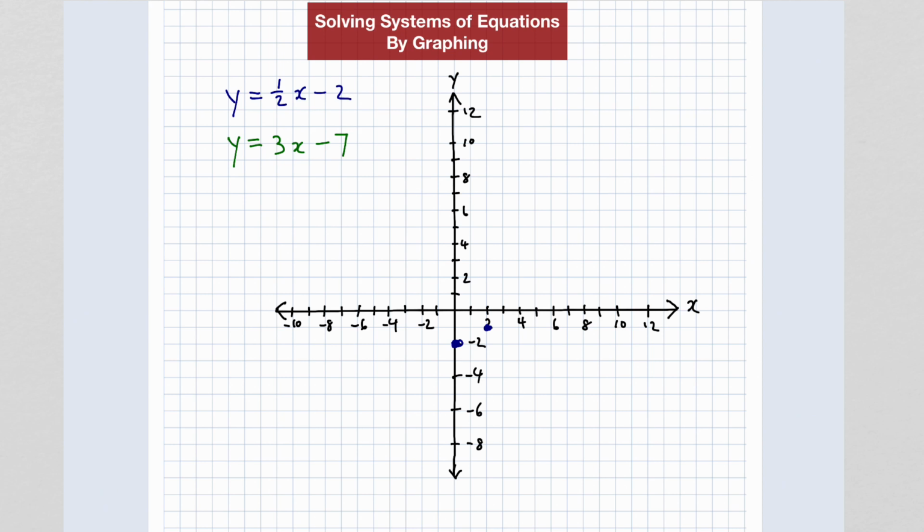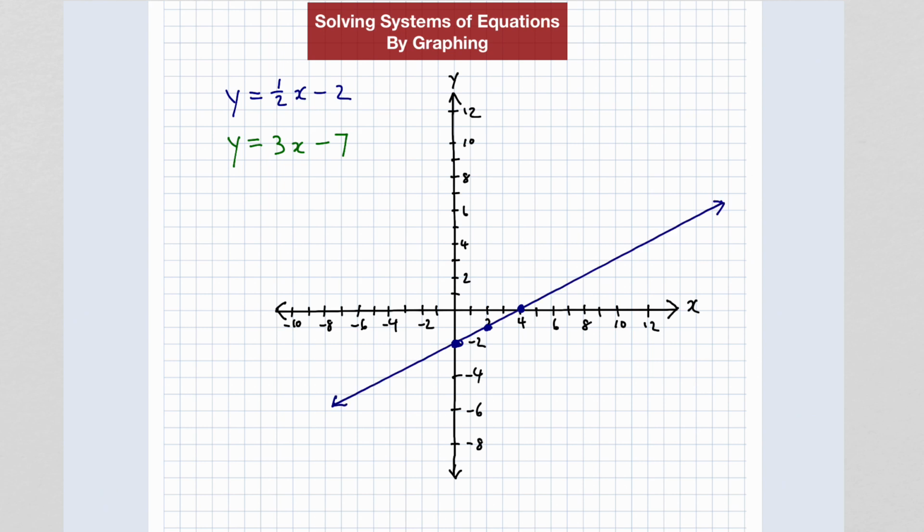We're going to rise 1 from here, and run to the right 2. So we're going to plot another point there. Okay, and then we're going to go ahead and draw a straight line. Okay, and there we go.